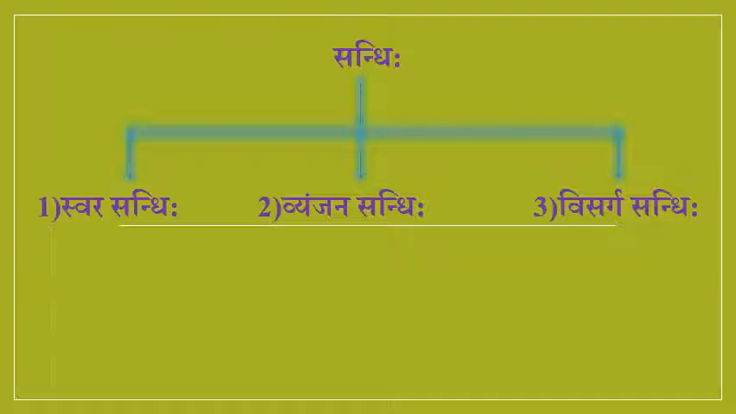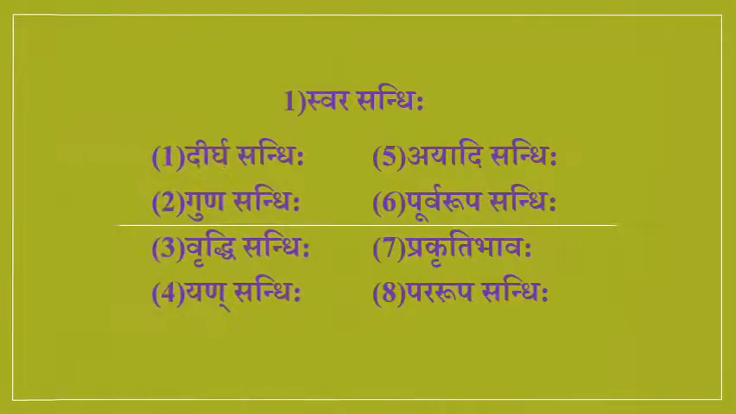And the changes can happen in three types. That's why the sandhis are of three types. When we join two words together, if changes happen in swara, in vowels, it is called swara sandhi. When changes happen in consonants, vyanjana, it is vyanjana sandhi, and if changes happen in visarga, that is called visarga sandhi. These three are swara sandhi, vyanjana sandhi, and visarga sandhi.